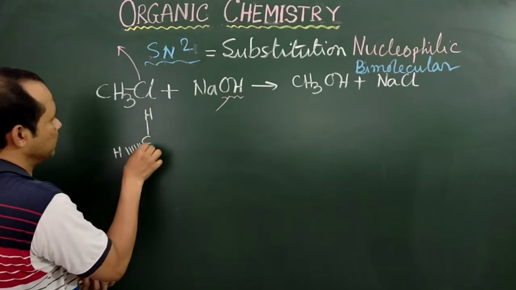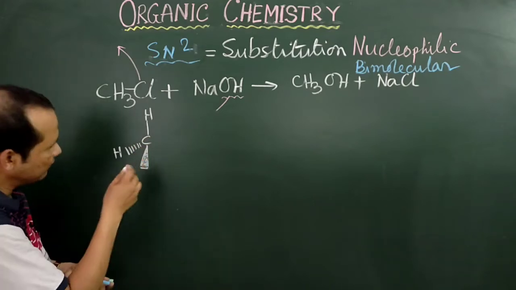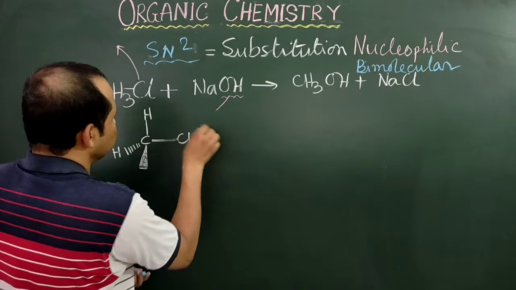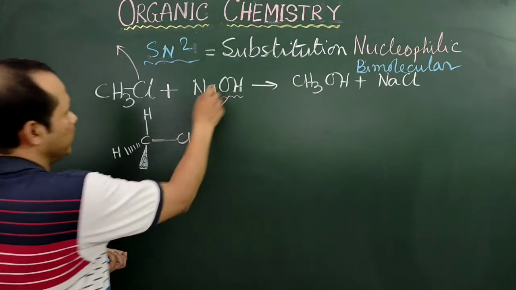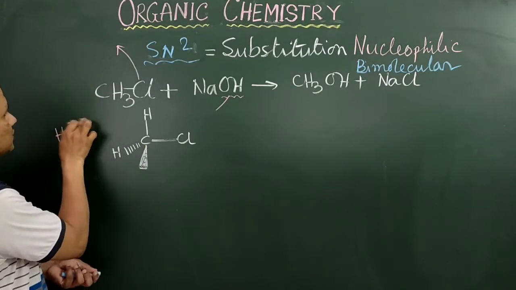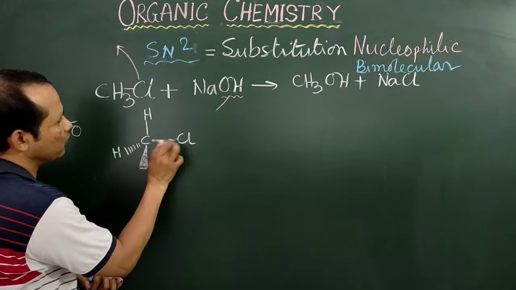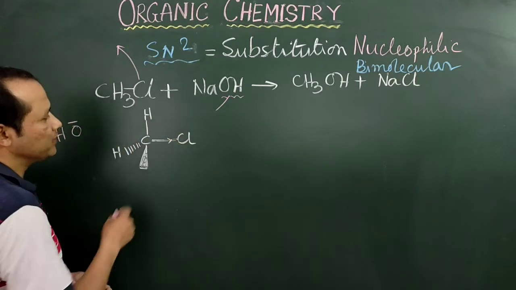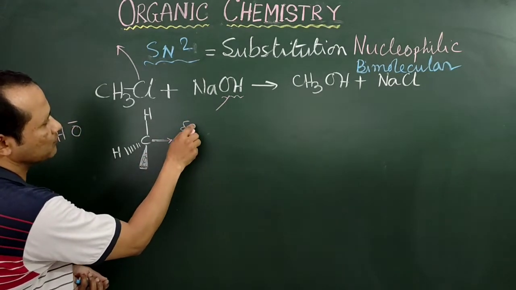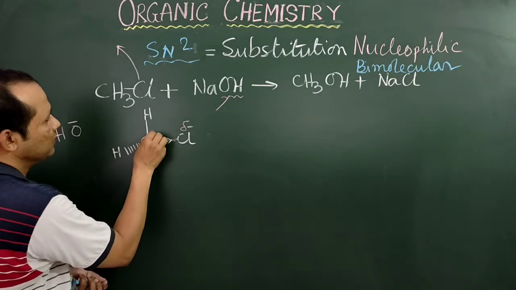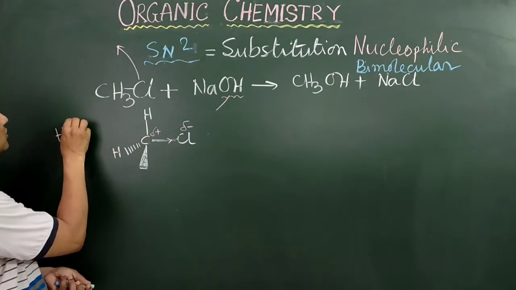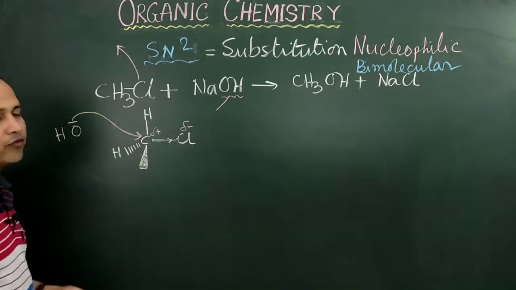one hydrogen in the rear side, one hydrogen above the plane, that is closer to the viewer, and this is the chlorine atom. Now from NaOH, OH minus is generated. OH minus is electron rich. This bond is a little bit polar, and the electron will remain closer to chlorine, leading to the formation of a partially negative charge here. This will be partially positive. Since it is partially positive, this negative charge will attack here to form a bond.